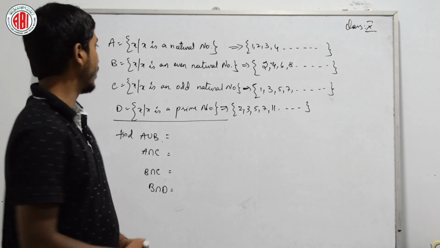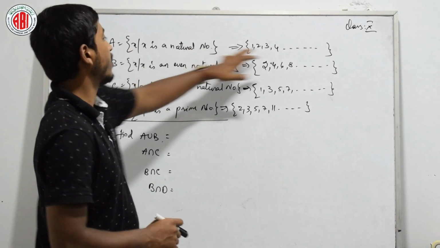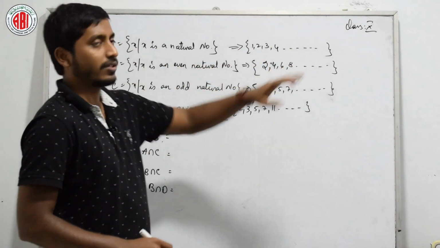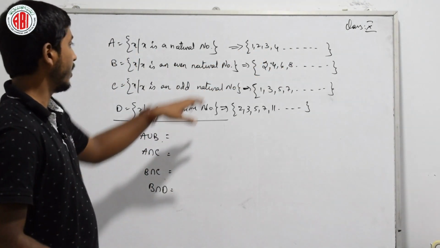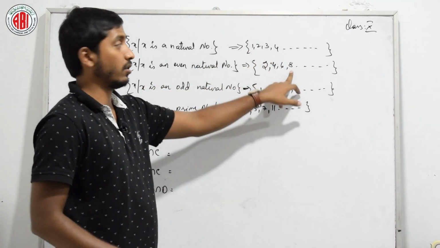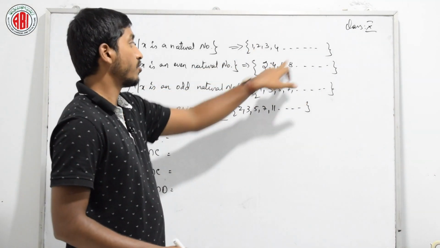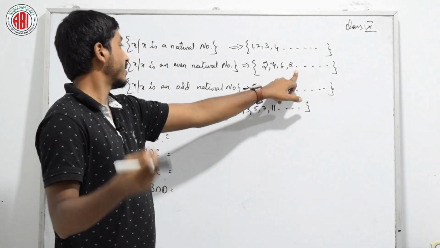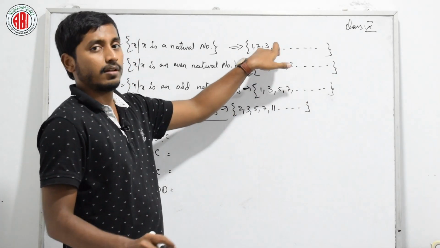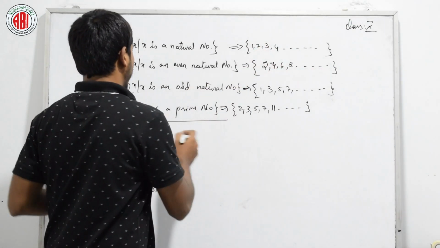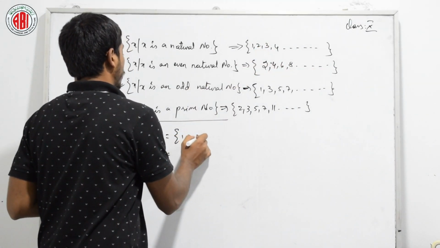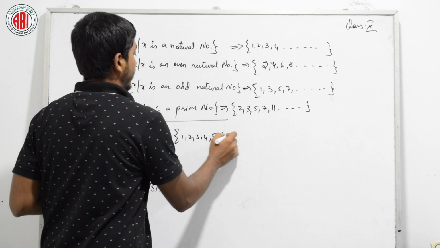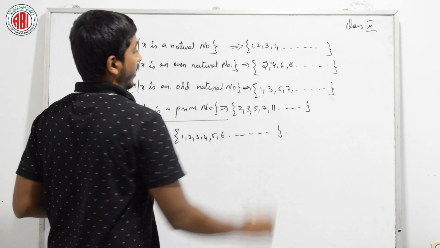Hope you remember what is A. A is 1, 2, 3, 4 and so on. B is 2, 4, 6, 8 and so on. Then A union B, union of these both: 1, 2, 3, 4, 2, 4, 6, 8. However, whether it is an odd number or an even number, it is a part of the natural numbers. Therefore, that is nothing but 1, 2, 3, 4, 5, 6 and so on up to infinity.